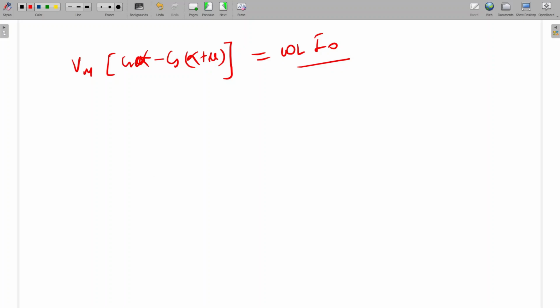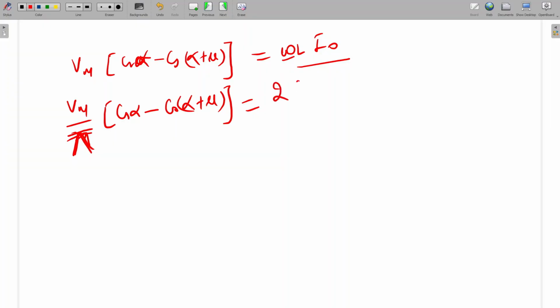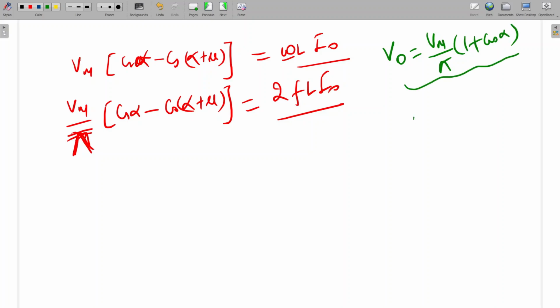Okay, so omega will be 2 pi f. So Vm upon pi, cos alpha minus cos alpha plus mu, should be equal to 2f L I naught. And if you see the output voltage of the normal semi converter, it will be Vm upon pi into 1 plus cos alpha.